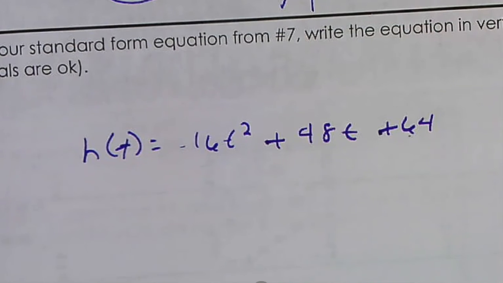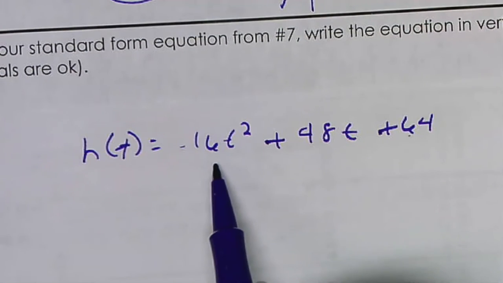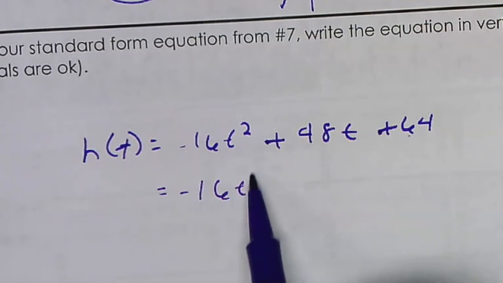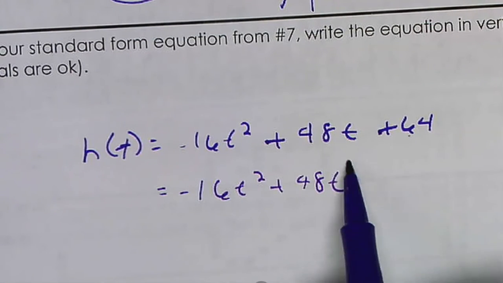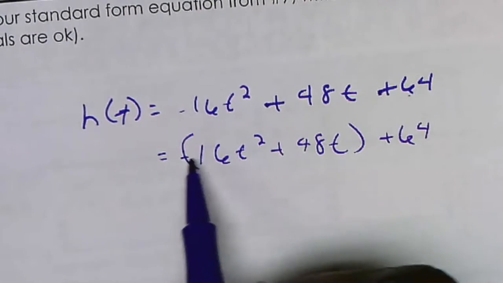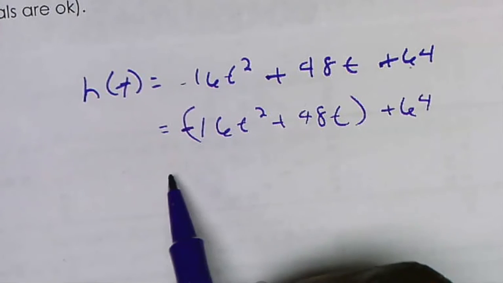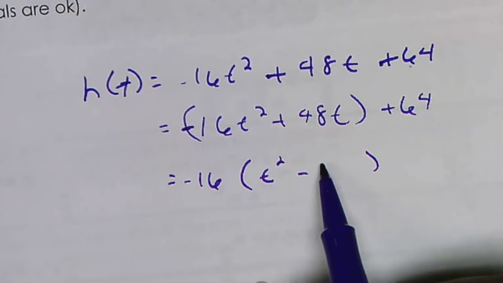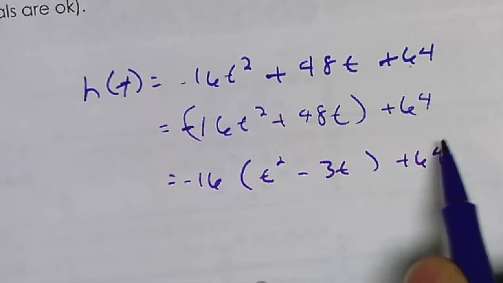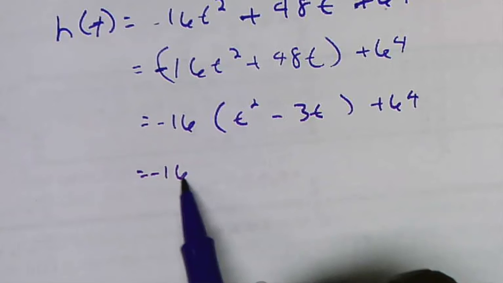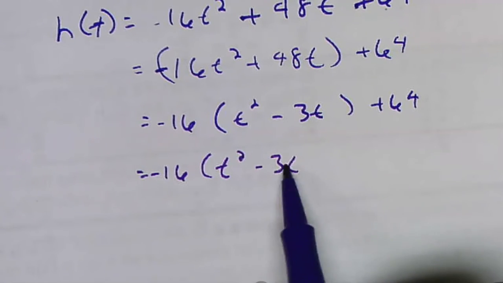If you're going to write that equation in vertex form, you should recognize that you have to complete the square to do that. So what we would have done was group together the ones with variables. So group together these two and leave this 64 outside. From there you can factor out a negative 16. And that will leave you with t squared, take away 3t, plus 64. And if you complete the square here, you will get negative 16 times t squared, take away 3t.